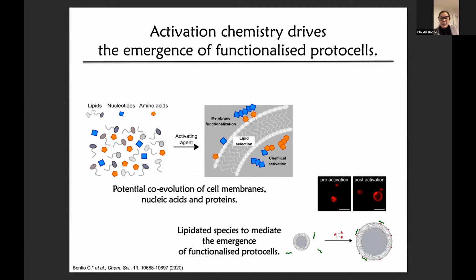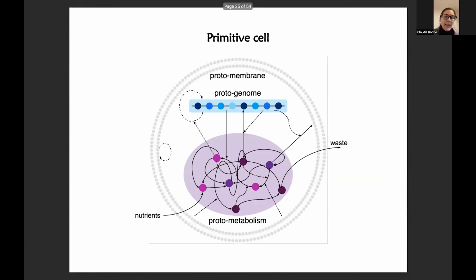Now, if we move to the second story that I wanted to share with you today. When we draw a primitive cell, as I showed you before, we normally draw it like this. We draw it as a series of chemical reactions interconnected, hosted inside the primitive cell. And we normally draw that as if nutrients can be taken in from the outside, and products or byproducts and waste can be released outside.